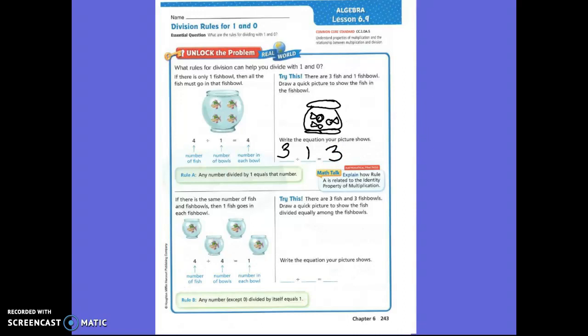This is exactly like multiplication. 4 times 1 equals 4. Anything times 1 is that number, right? It's not 1, yes. So just like division, 5 divided by 1 is going to equal 5.